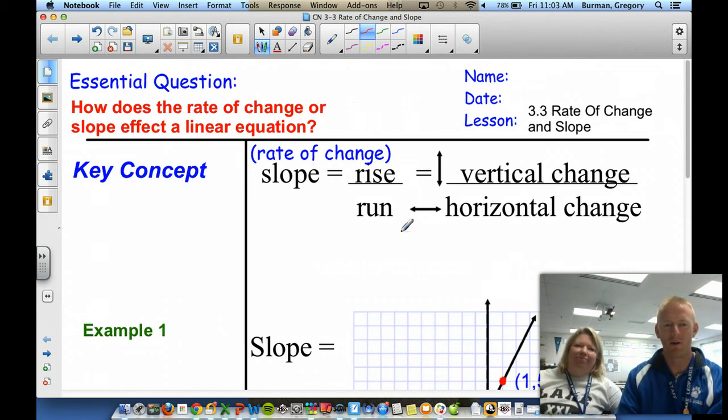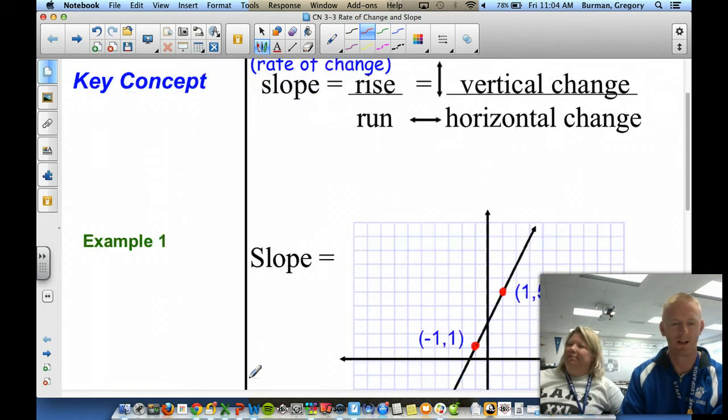So we're talking about how the rate of change and slope are going to help us with Chapter 3's Section 3. Big key concepts you see on the left-hand side: slope is the same thing as the rate of change. We're talking about the rise over the run, or the vertical change over the horizontal change. Make sure you write that in your notes. If you need time, pause it, because we'll keep going quickly.